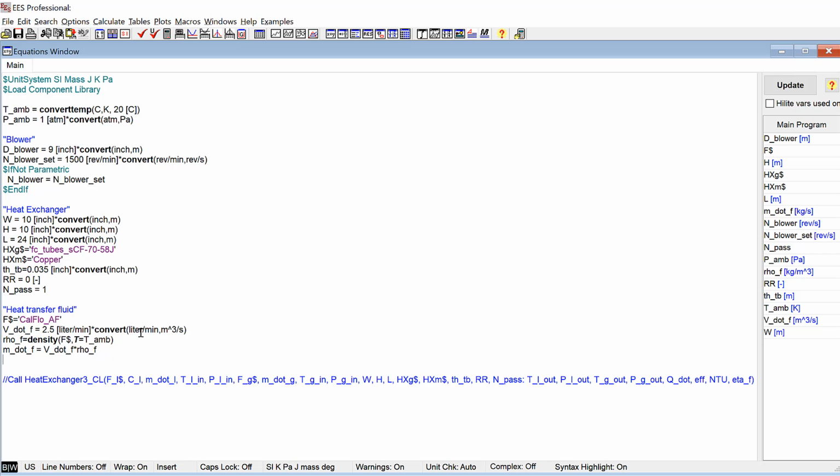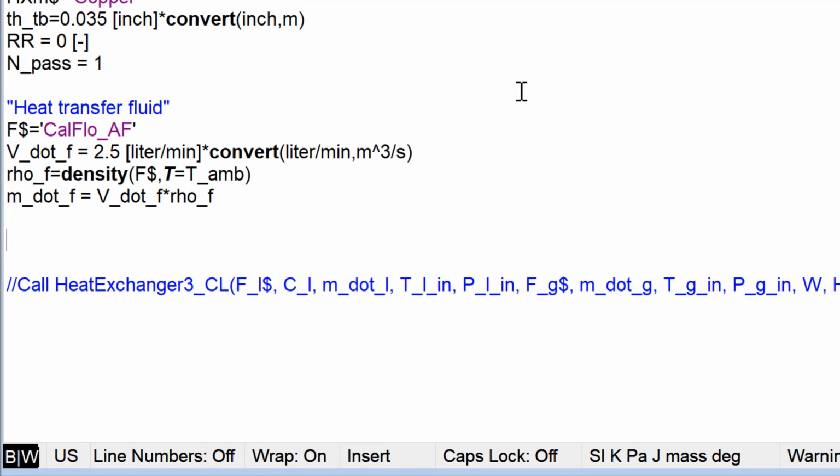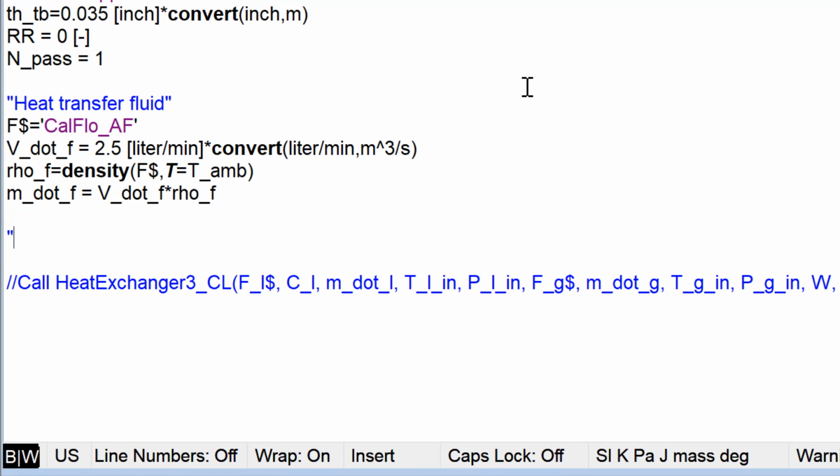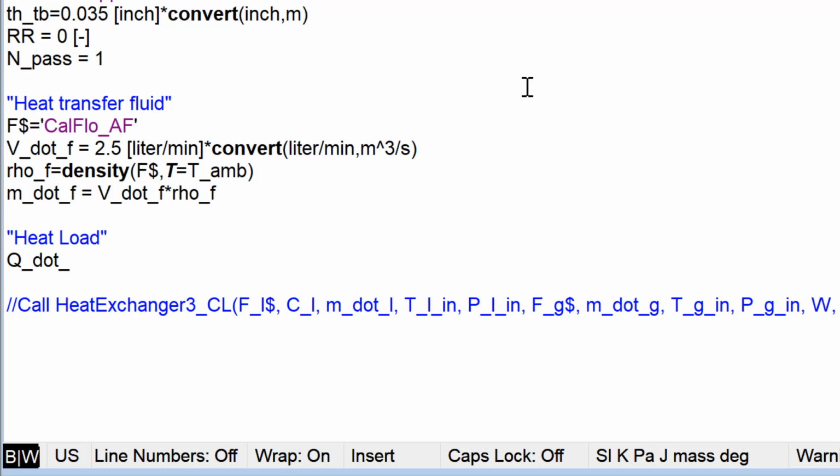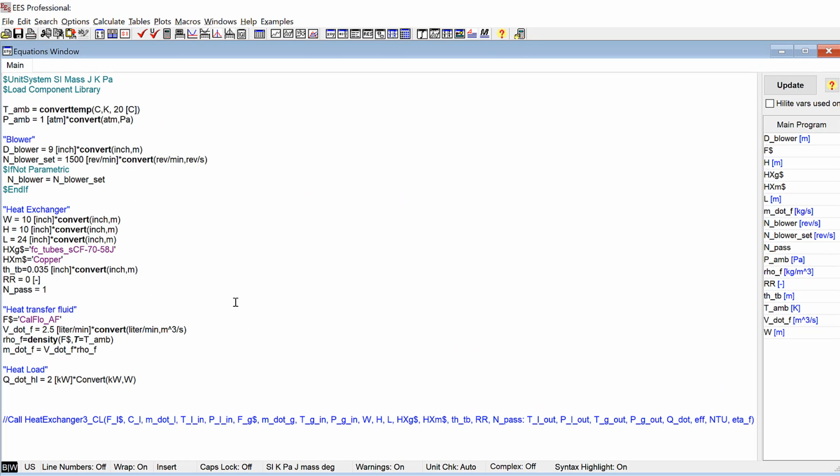All right, so at that point, we specified everything except for what the heat load is. So the heat load also needs to be specified, so we'll call that Q.HL, and I don't know, for starters, maybe 2 kilowatts. And we'll have to convert that to watts. And that should be good. So now we'll start the simulation.